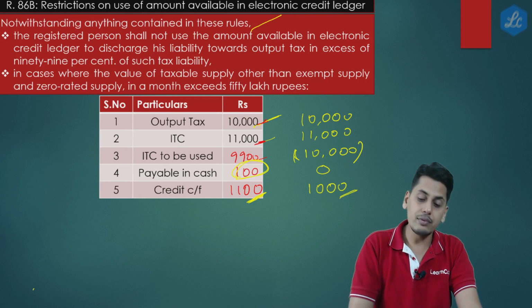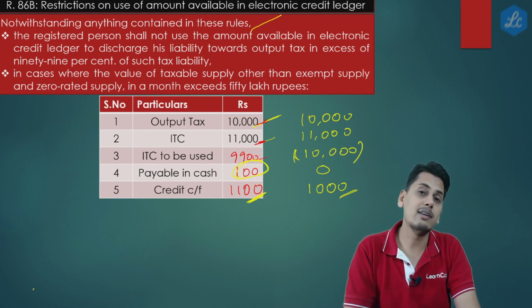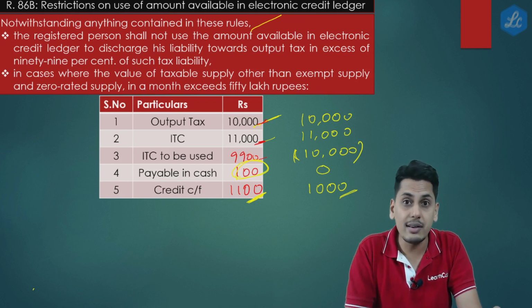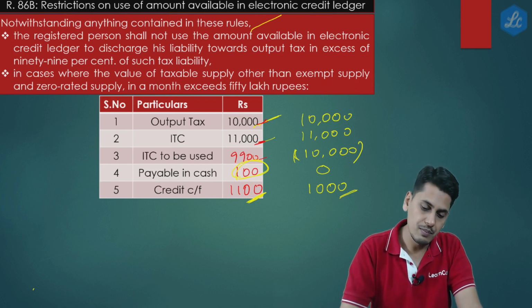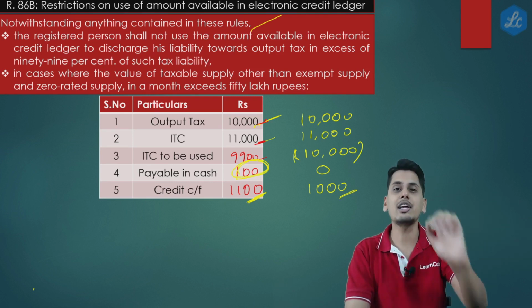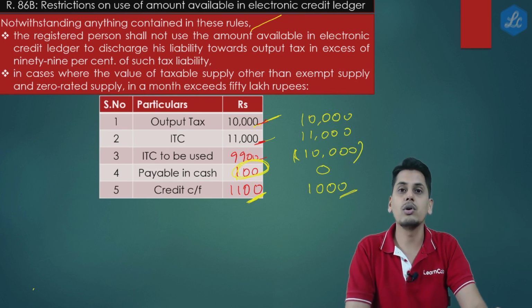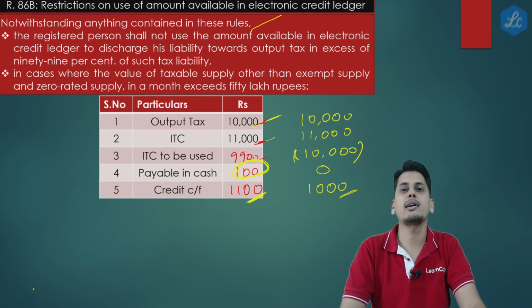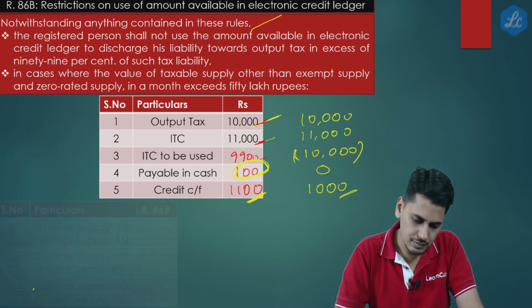So friends, out of this, the government is going to gain 100 rupees. The government is going to save its working capital. So here the government is going to get 100 rupees in its electronic cash ledger. The amount is going to go directly to the bank account of the government. So this is the impact of 86B.